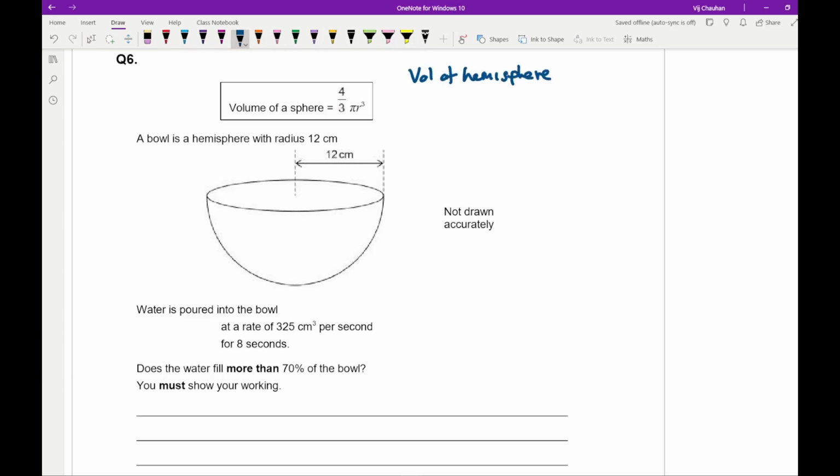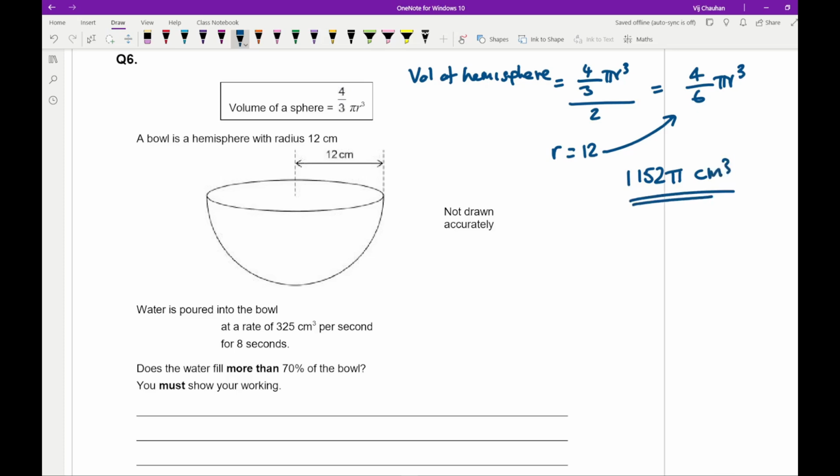So the formula, we've been given the volume of a sphere, which is 4/3 pi r cubed, but for a hemisphere we need to divide that by 2. So from this, if we just simplify, it gives us 4/6 pi r cubed, which I could simplify to 2/3, but I'm going to leave it as it is. Now it tells us that the radius is 12, so if I substitute 12 into this formula, I'm going to get an answer of 1152 pi cubic centimetres. I'm just going to leave it in terms of pi because I know that's not the end of the question.